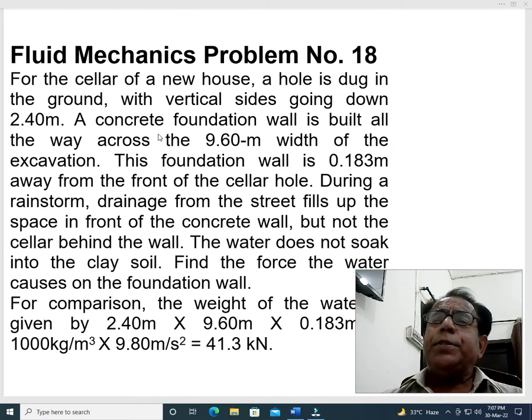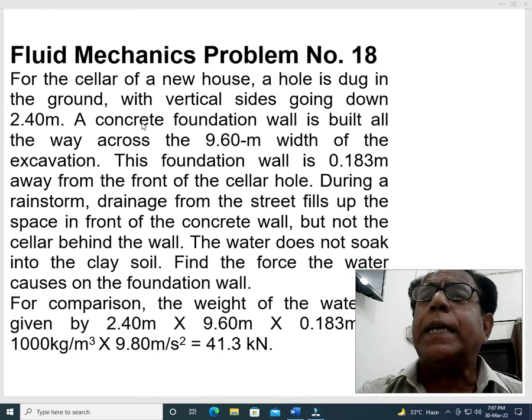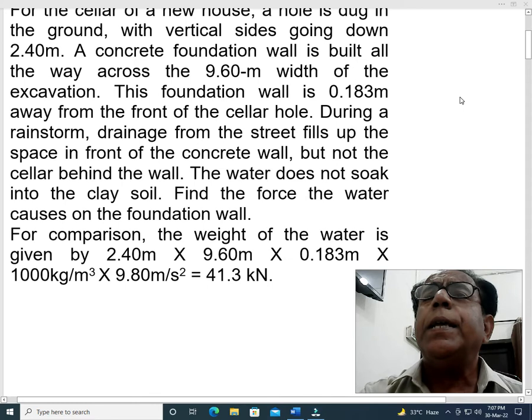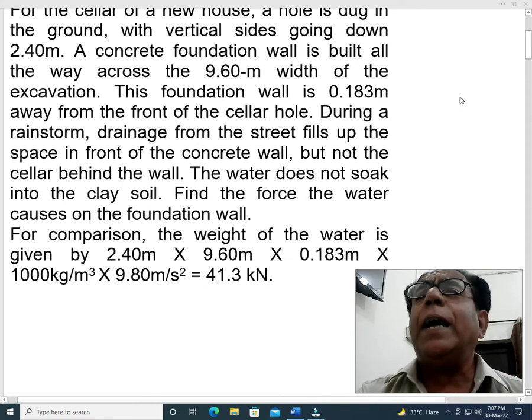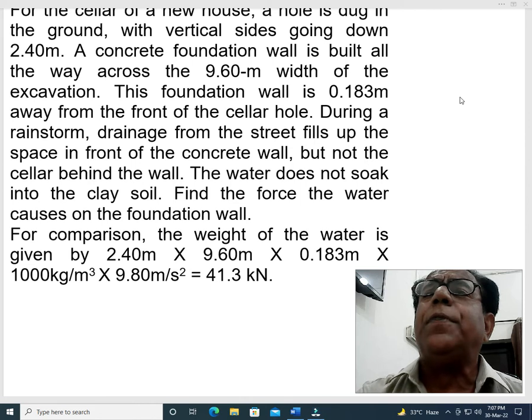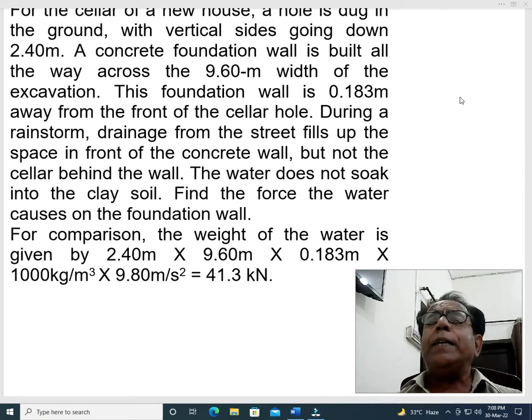Next part of the problem is, during a rainstorm, drainage from the street fills up the space in front of the concrete wall, but not the cellar behind the wall. The water does not soak into the clay soil. Find the force the water causes on the foundation wall. What we have to find out? We have to find out the force which the water causes on the foundation wall.